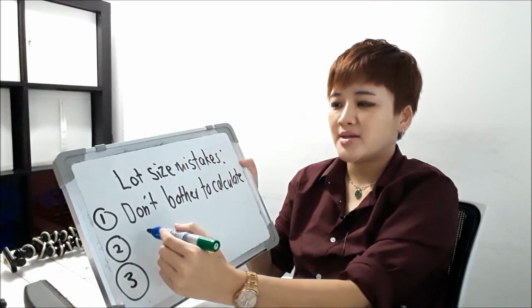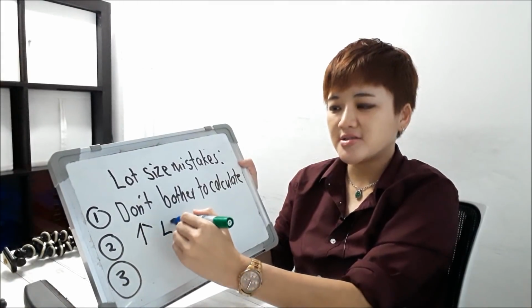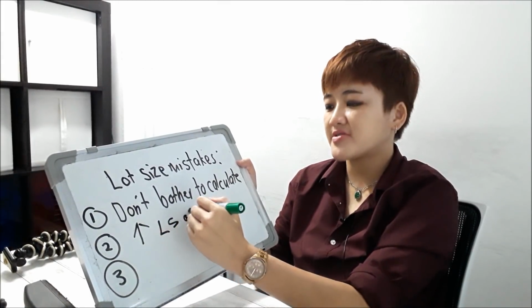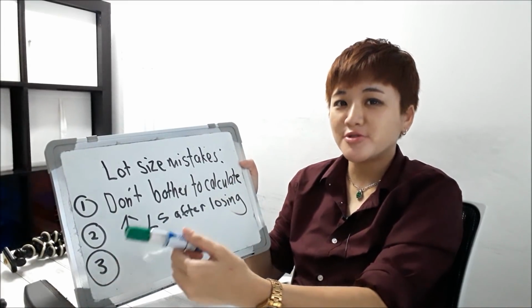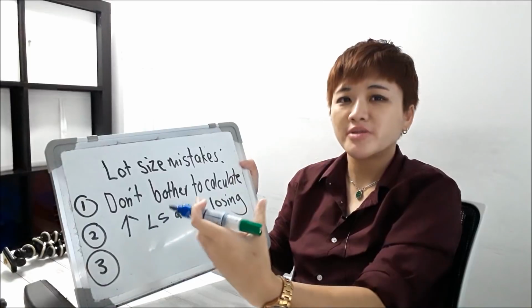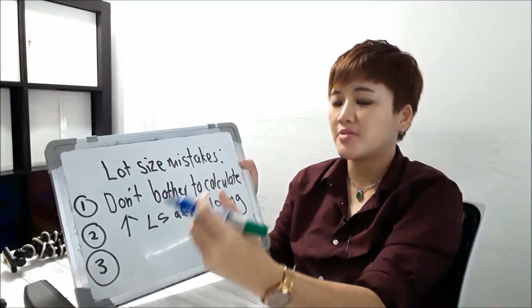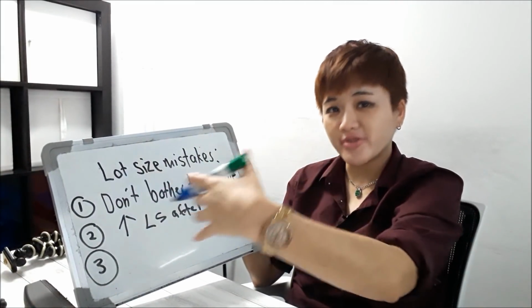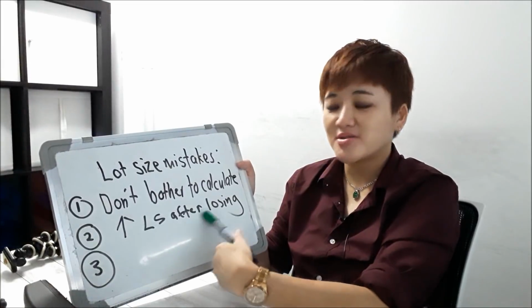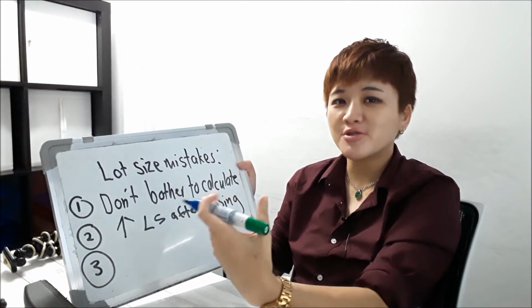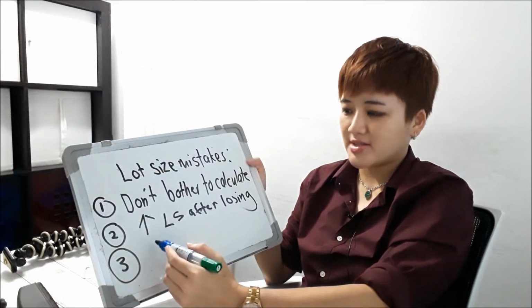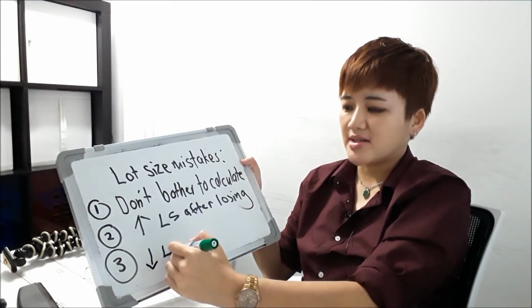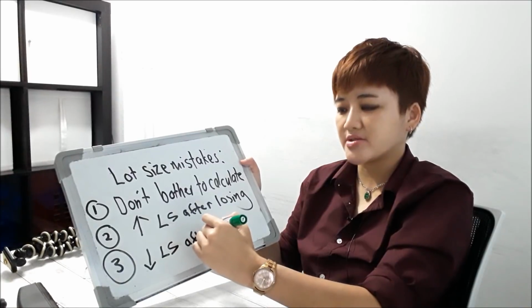And the second mistake, they increase their lot size after a losing streak. It should be the other way around. You should increase your lot size only when you are on a winning streak, only when your account has grown for a couple of months. But then a lot of people do this because they want to recoup their losses, because they want to take revenge.